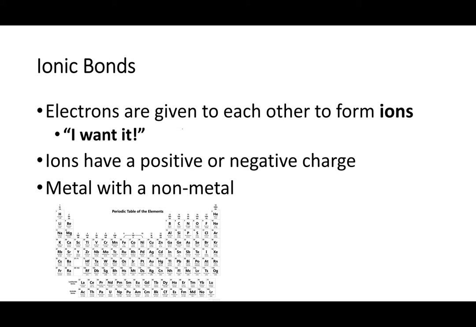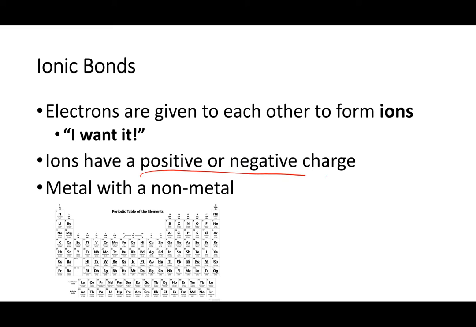Ionic bonds are when electrons are given and taken. One way to remember that is that "ionic" kind of sounds like "I want it," like a kid in a candy store. I want it, I want it. It reminds you that when it comes to an ionic bond, it literally wants the entire electron. Ionic bonds are about giving and taking.